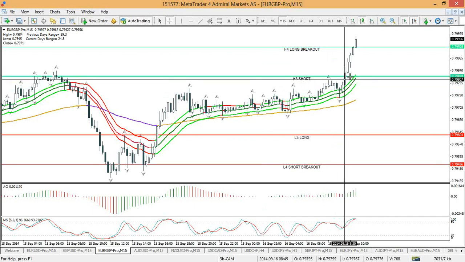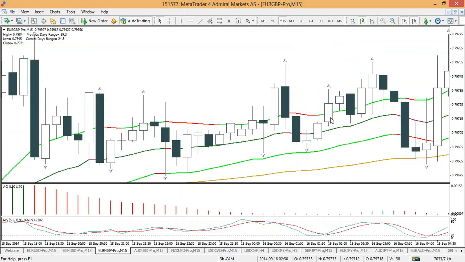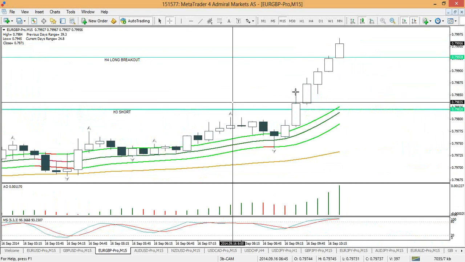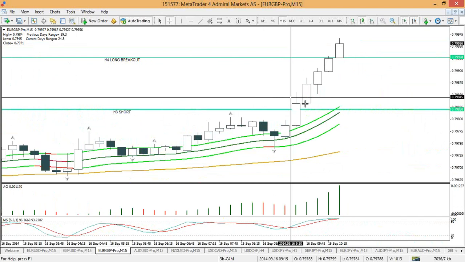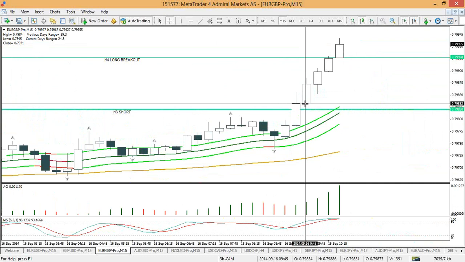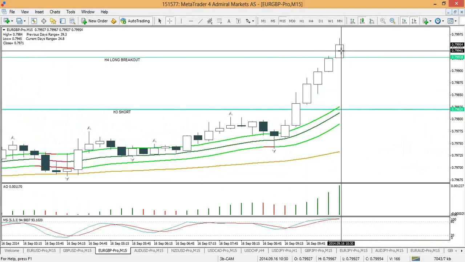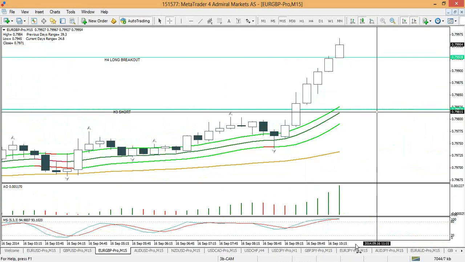If you want to wait for the breakout candle, you're going to get a bit worse price, but you will see a decent breakout candle here, and it's up about 13 minus the spread. Not bad for Euro Pound, which typically doesn't move that much.